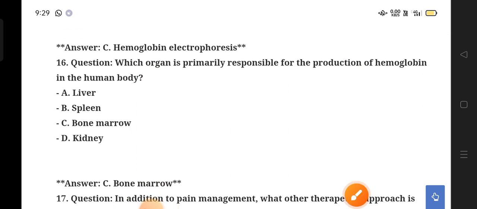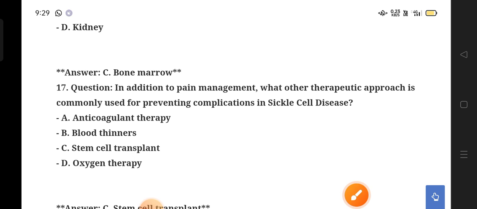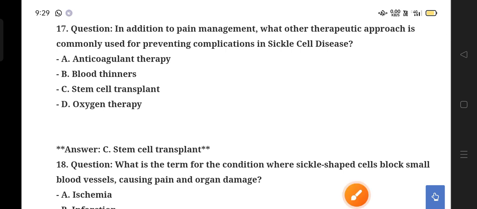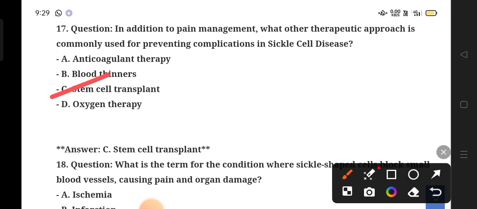Which organ is primarily responsible for the production of hemoglobin in the human body? Option C, bone marrow. Next, in addition to pain management, what other therapeutic approach is commonly used for preventing complications in sickle cell disease? Option C, stem cell transplant.